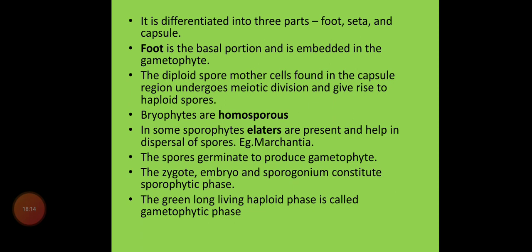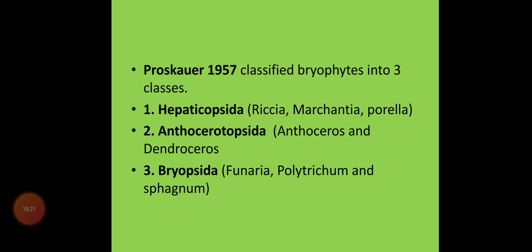They are differentiated into 3 parts: foot, seta and capsule. This is the sporophytic generation. Yes, this is the life cycle of Bryophytes. Reproduction, both vegetative and sexual reproduction occur. These Bryophytes were classified by the scientist Proskauer in 1957. Bryophytes are classified into 3 classes: Hepaticopsida, Anthocerotopsida, Bryopsida.